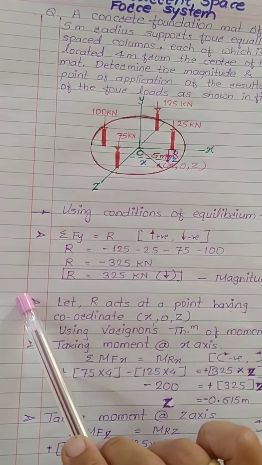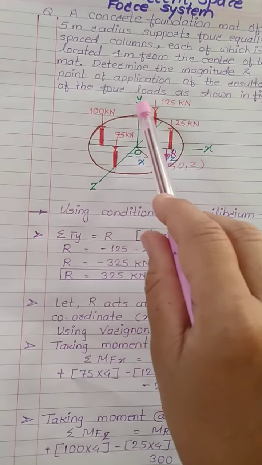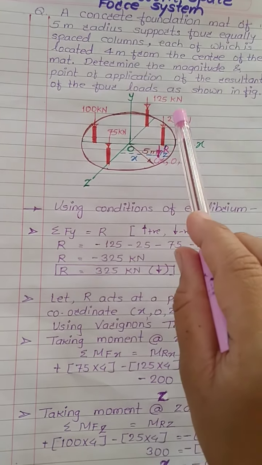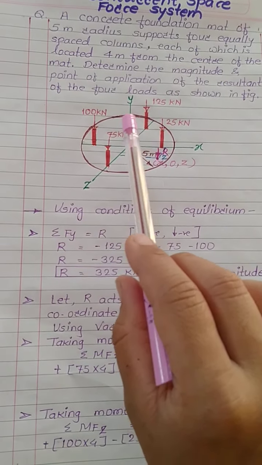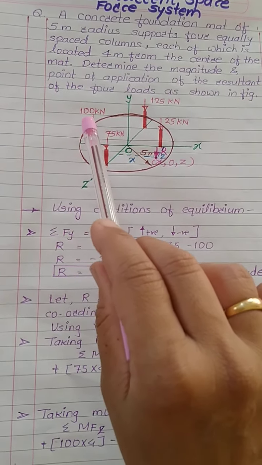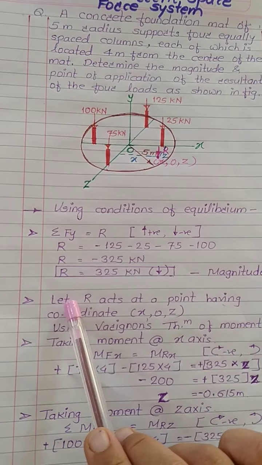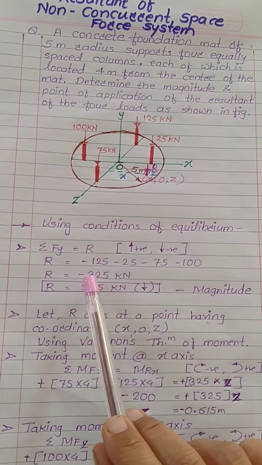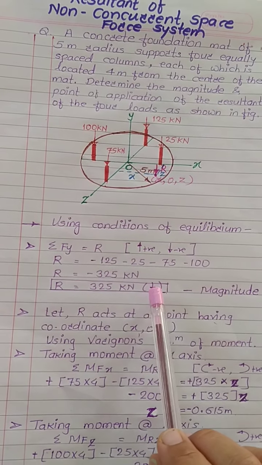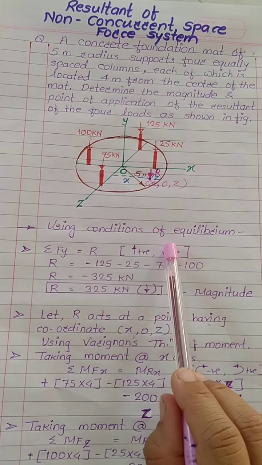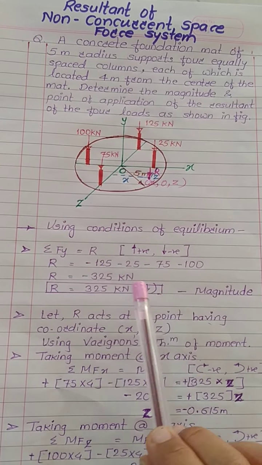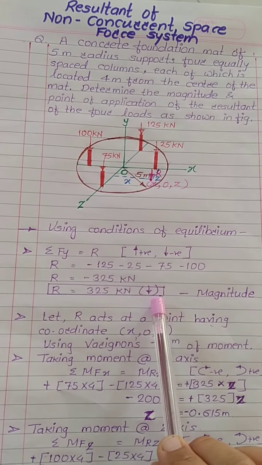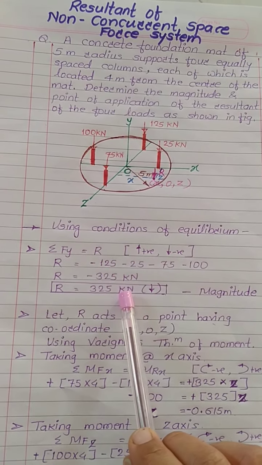So summation Fy equals R. My resultant will be the algebraic addition of all these loads acting on this mat. So this will be minus 125, minus 25, minus 75, minus 100. If you add all these loads, it comes to minus 325 kilonewton. Now you will think, why is there a minus sign? Here the minus sign indicates the load is acting in the downward direction. Look, we have to concentrate on sign convention. So here the resultant is of magnitude 325 kilonewton, acting in the downward direction. So this is my magnitude.